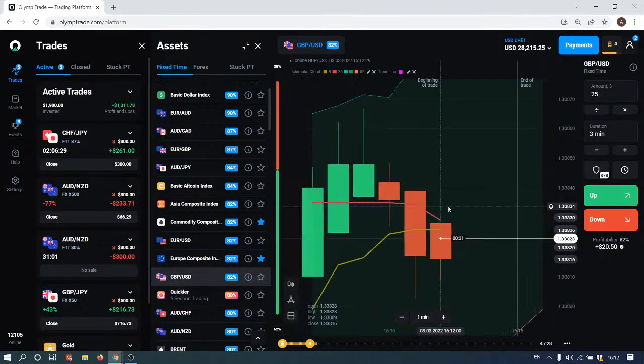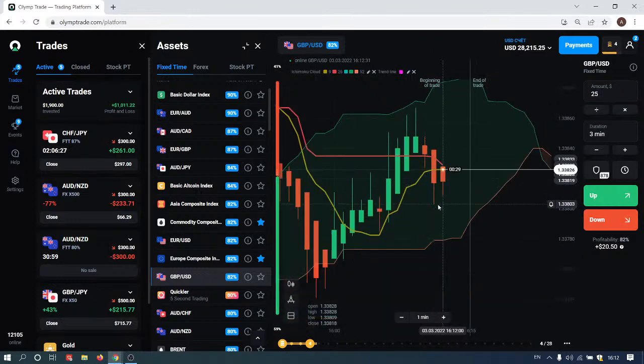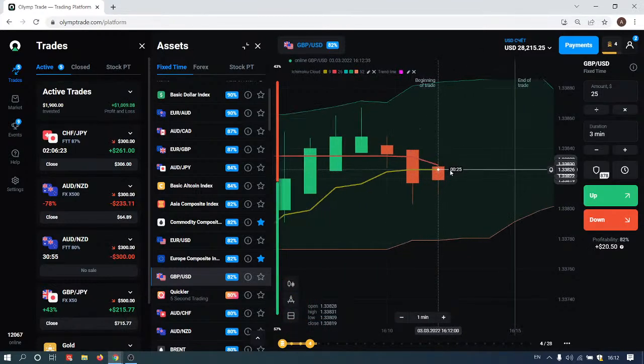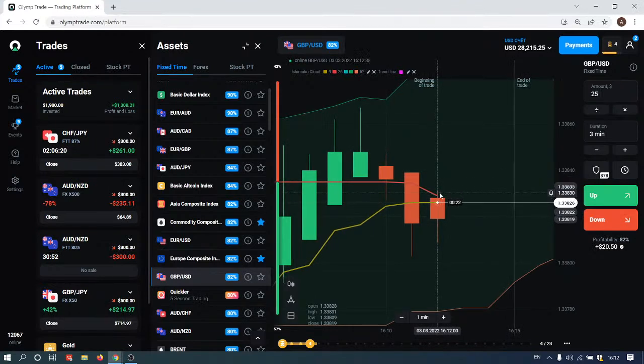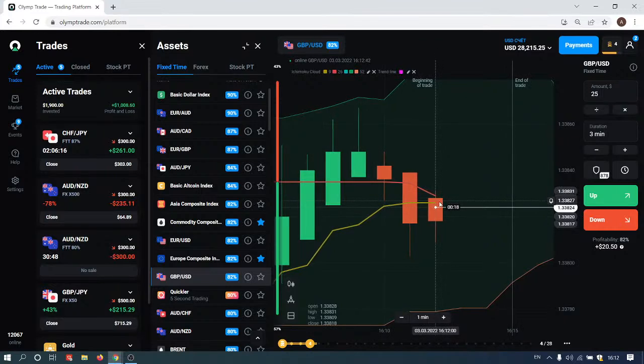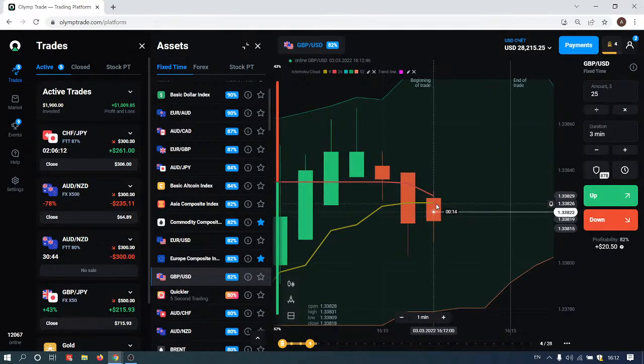So the pound, the GBP USD chart, and I think we should observe a signal for an up trade quite soon. So relatively soon we should see an up signal here.